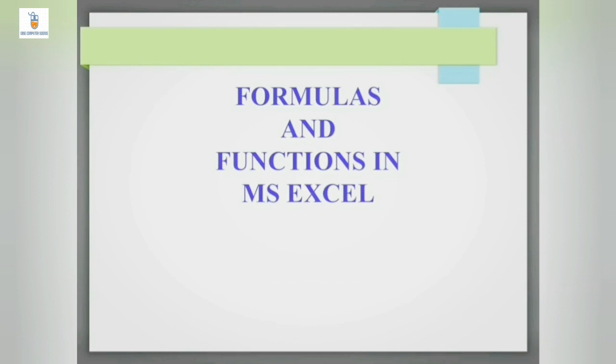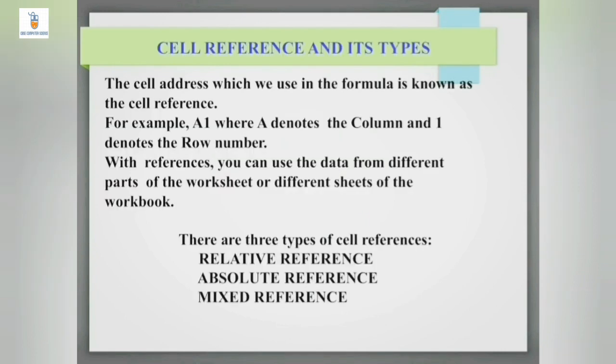In this part we are going to learn about different types of referencing, which is the most important topic of this chapter, that is formulas and functions. The cell address which we use in the formula is known as the cell reference. So the cell reference is nothing but the other name given to cell address. For example, if I take A1, then A denotes column A here and 1 denotes the row number here.